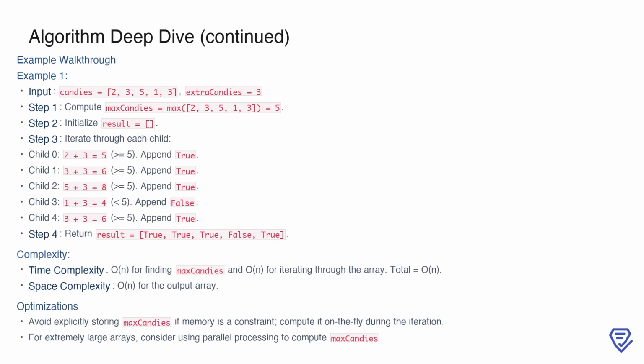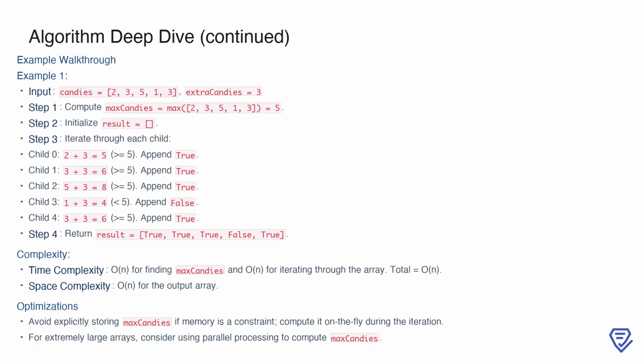Let's walk through an example to see how the algorithm works step by step. Suppose the input is candies equals 2, 3, 5, 1, 3, and extra candies equals 3. First, we calculate the maximum number of candies in the array, which is 5. Next, we initialize an empty list result. Now, we iterate through each child.